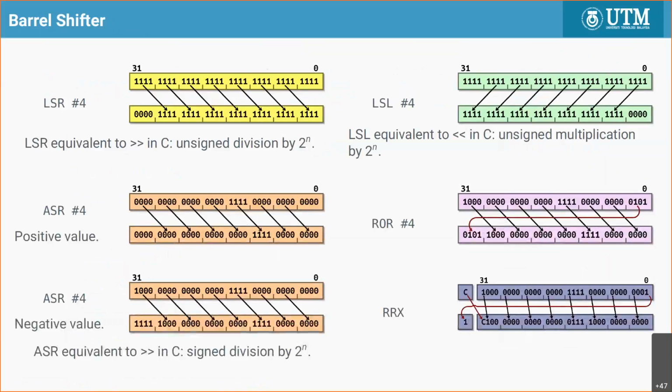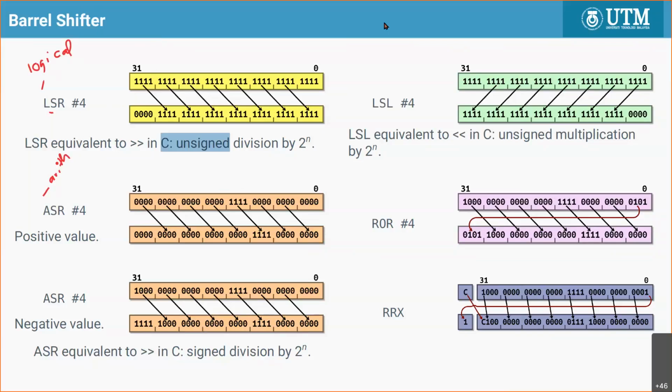All right, and then here we have the barrel shifter stuff. Remember that operand 2 goes through what's called the barrel shifter, and the barrel shifter can do 5 types of operations, but the second one has 2 variations. Number 1 is LSR, or logical shift right. L is logical, and A is arithmetic, and then SR is just shift right or shift left.